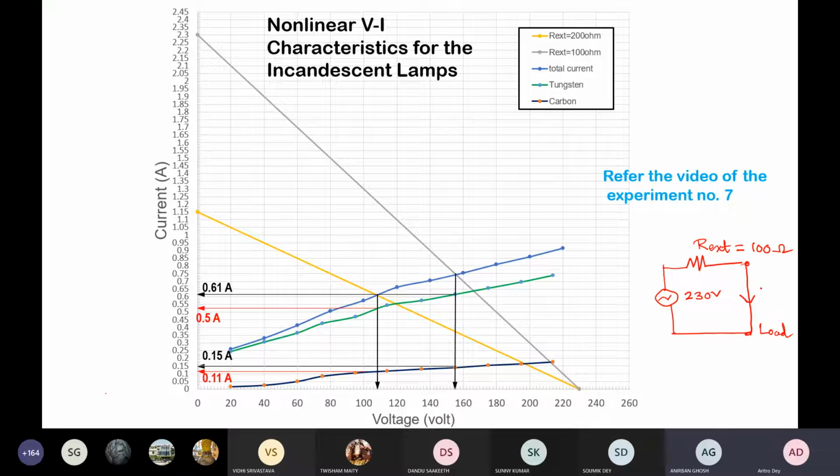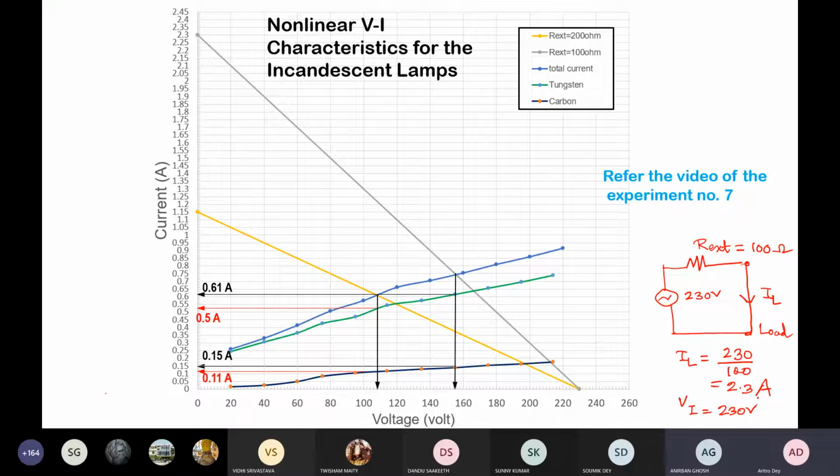Then what will be the current through it? What is this current, IL? When this is short circuit, it is V 230 divided by 100, which is equal to 2.3 ampere. This is your load current. And what is the voltage? Input voltage is equal to 230 volt only.